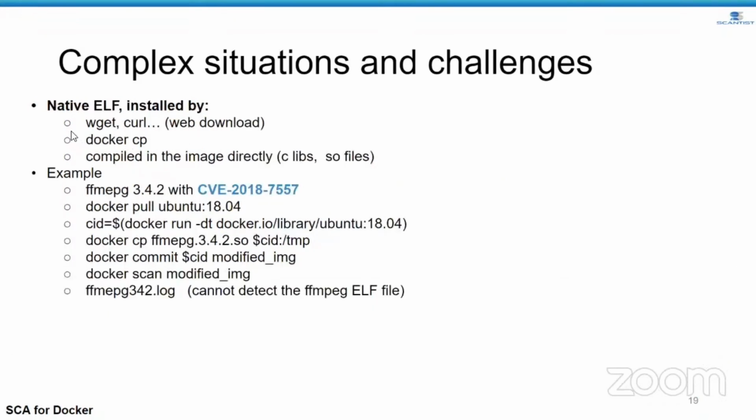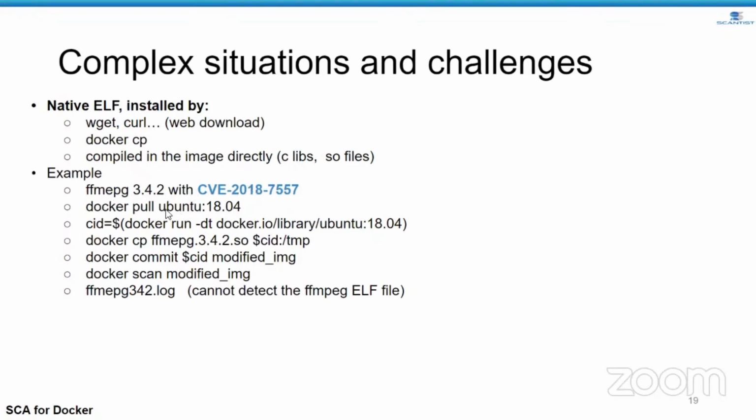And this situation is, say, in your Docker image, you probably will have some ELF files. You use wget, you curl, and probably docker cp, and even maybe you compile the image directly, right? Some C libraries, .so files, and I can give an example. For example, I use FFmpeg. This is some stream encoding library. It's an ELF file. And it has some critical CVEs.